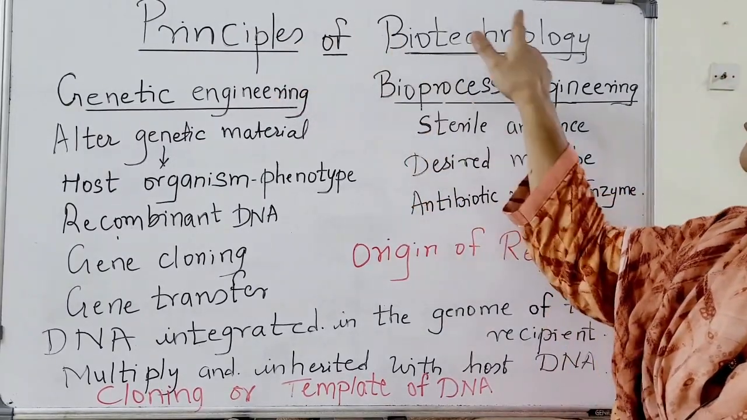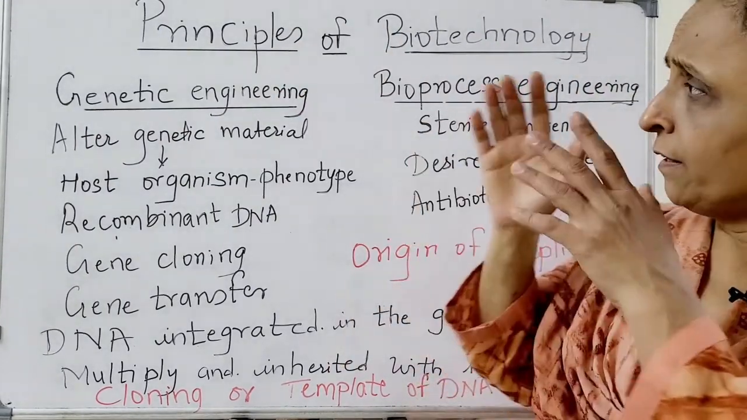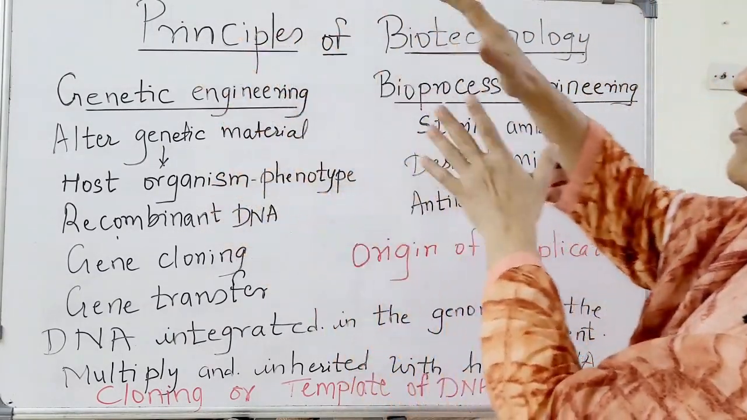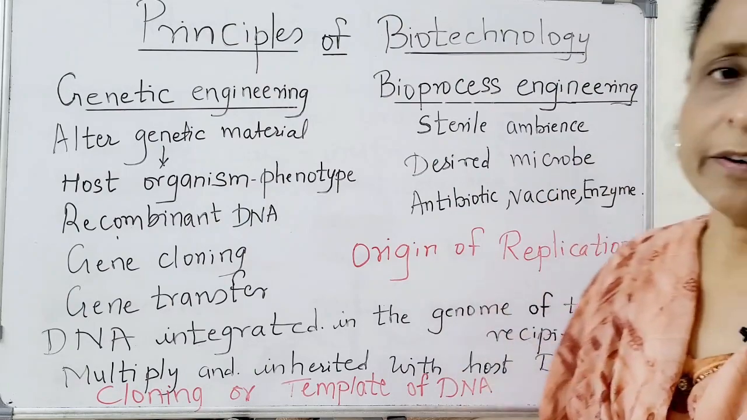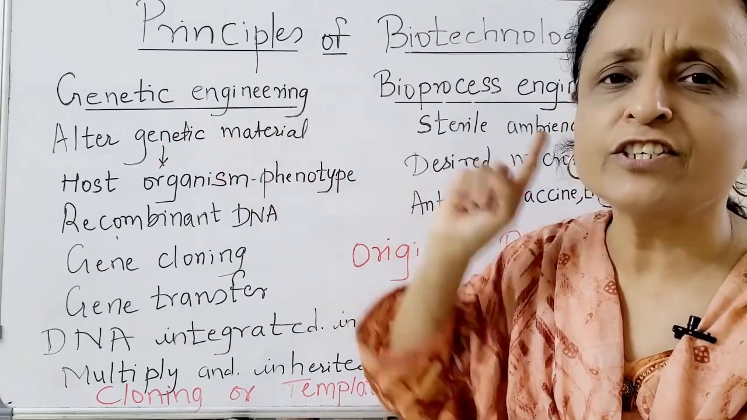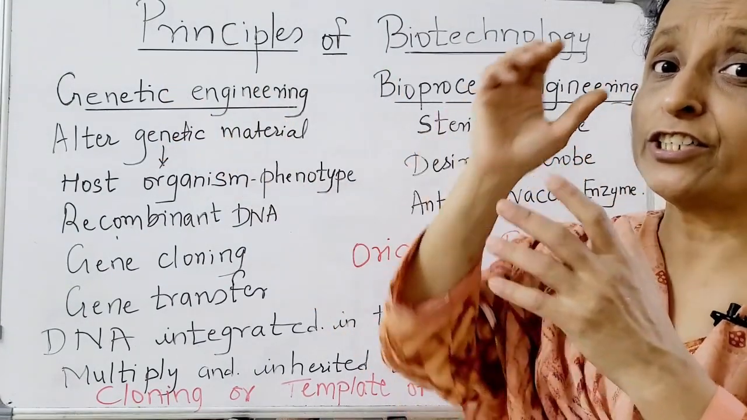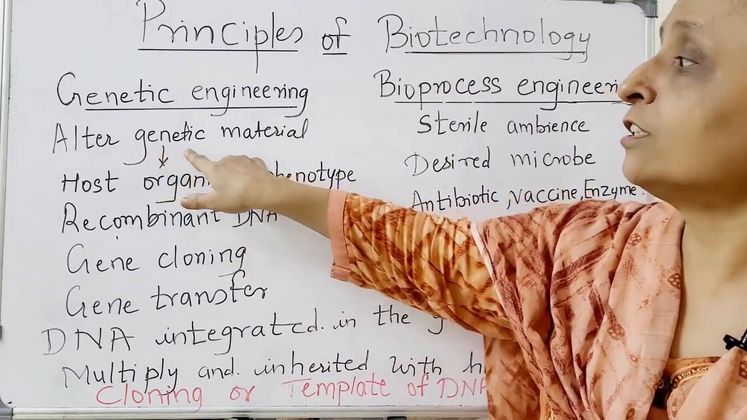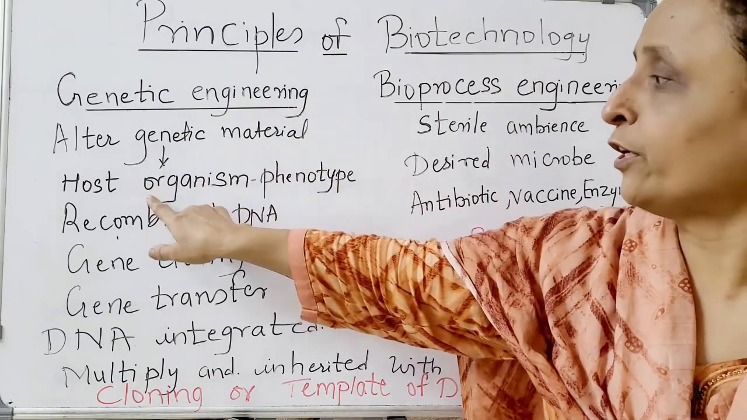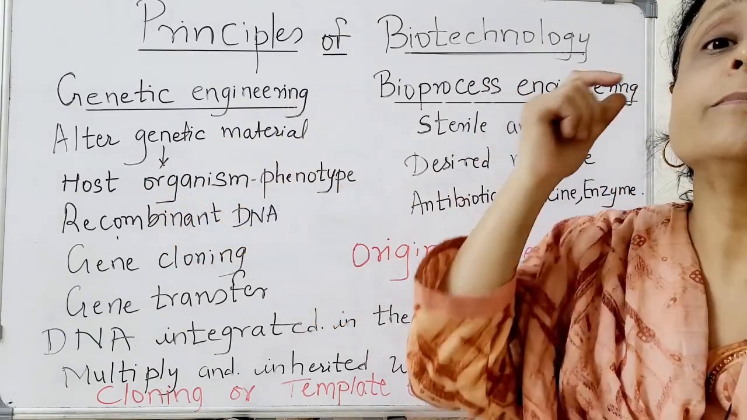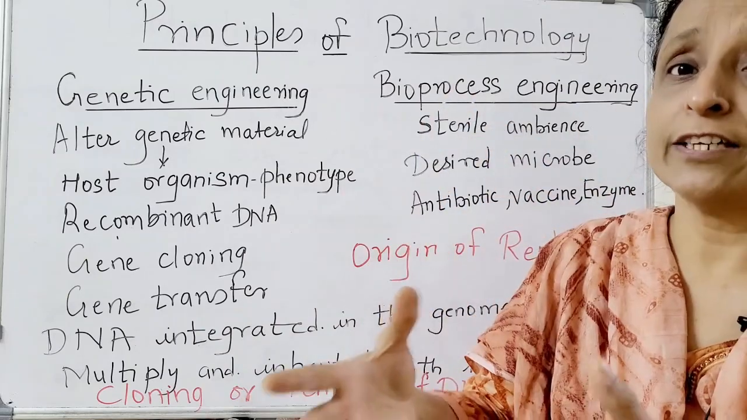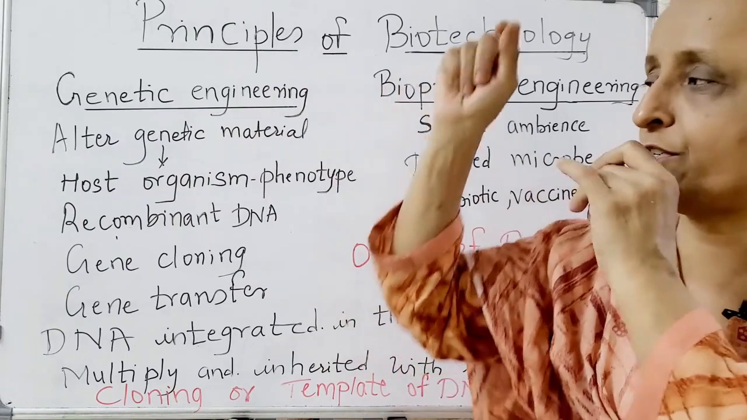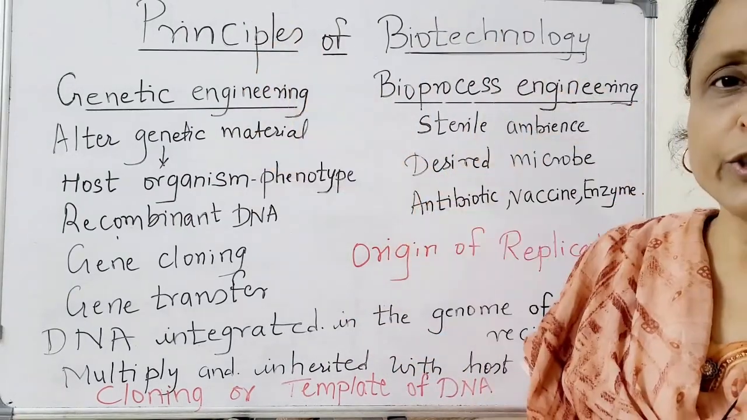Now, the principles of biotechnology. These principles are based on genetic engineering and bioprocess engineering. Now, what is genetic engineering? You have to change the genetic material, that is RNA and DNA. So, alter the genetic material and put it into the host organism so that the phenotype is changed. You have to change the genotype and therefore the phenotype changes. So, that is genetic engineering.